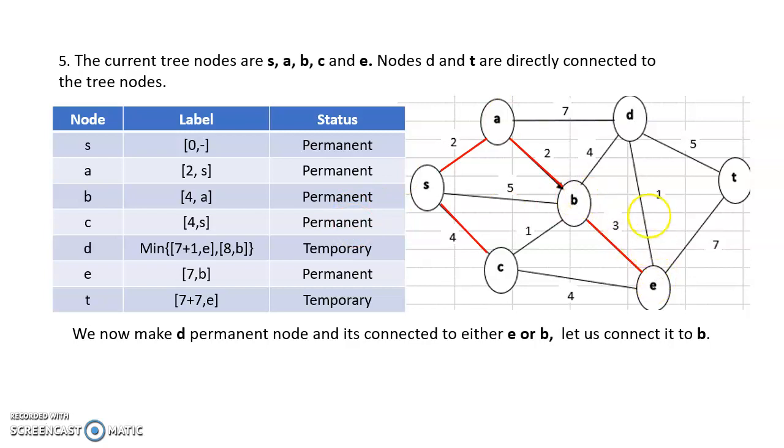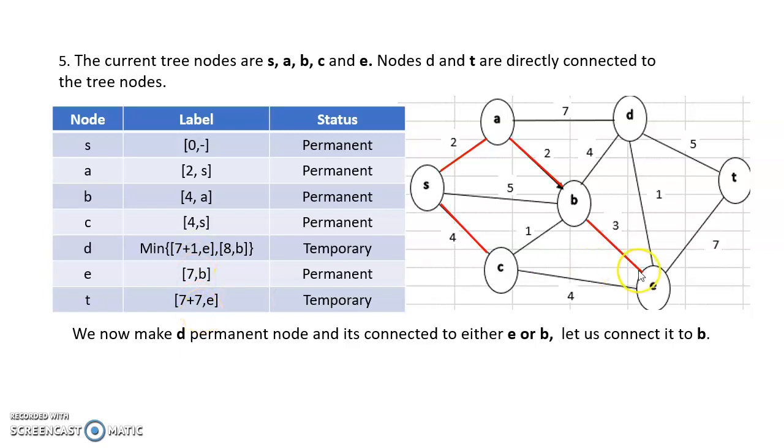D also has a direct connection from E. So we are going to have a selection between B and E to connect with D. This is the option that you have. If you connect from B, it was 8. If you connect from E, it's going to be 7 plus 1, which is again 8.